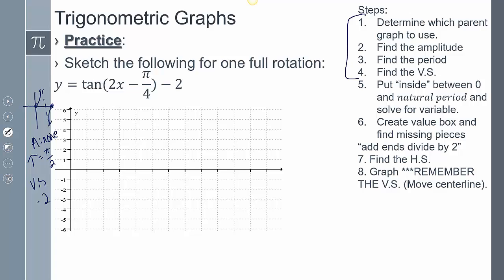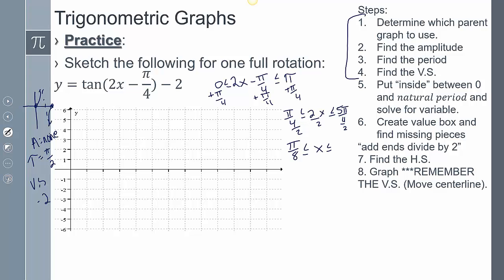And my vertical shift, it's going to shift down too. And then I want to take the inside portion of my graph, and I'm going to put that between 0 and pi, because the natural period is pi. So it's between 0 and the natural period. So I'm going to add pi fourths to everything. And so I'm going to get pi fourths is less than or equal to 2x, which is less than or equal to 5 pi fourths. Then I divide everything by 2, and I'm going to get pi eighths is less than or equal to x, which is less than or equal to 5 pi eighths.